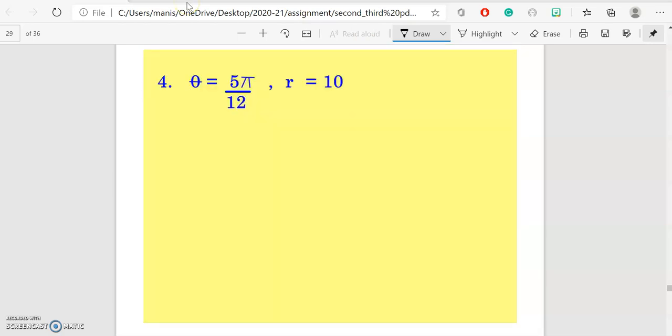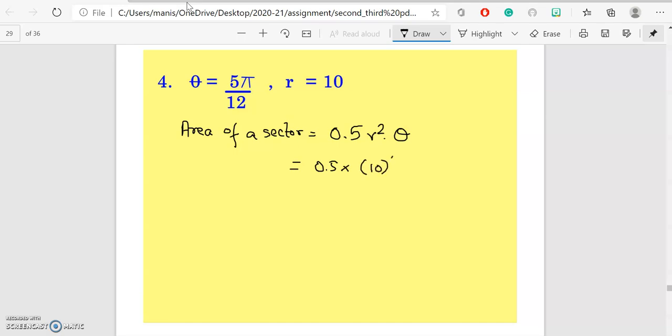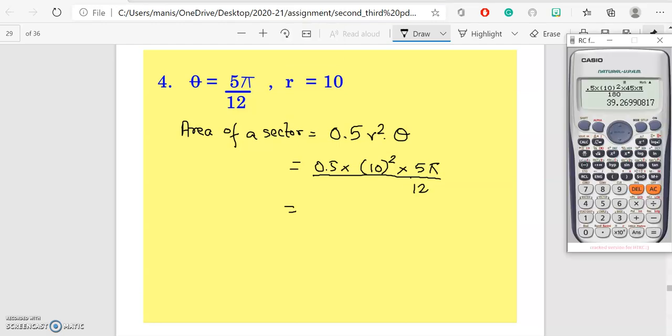Okay, in this question, we will still use the formula to find the area of a sector. So area of a sector of a circle, your formula is still the same. 0.5 r square theta. 0.5. What is the value of radius? That's your 10. It's your 10 square. Now theta. Do you see any degree symbol? No. So we will not change it to degrees. We will just keep it like this. So you have to type this in your calculator and you will get your required answer.